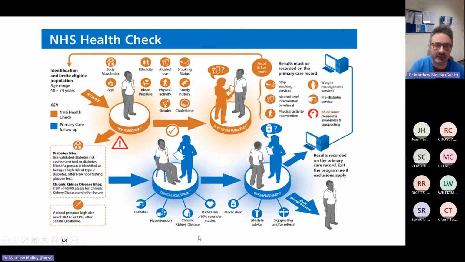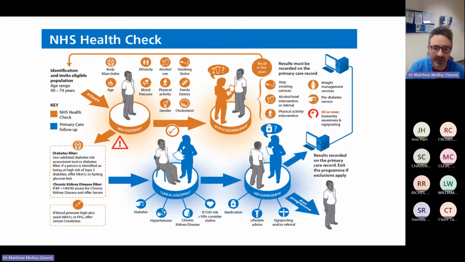So, an overview of the health check. The top section is identifying the patients who are eligible for the NHS Health Check, and these are patients between the ages of 40 and 74. We obviously search for these patients. These are patients who have no pre-existing conditions which would exclude them from an NHS Health Check, because hopefully they will be on a register and getting the care that they need.